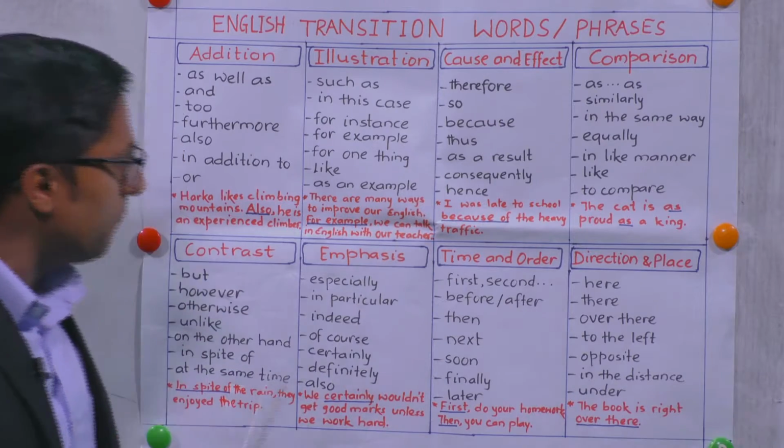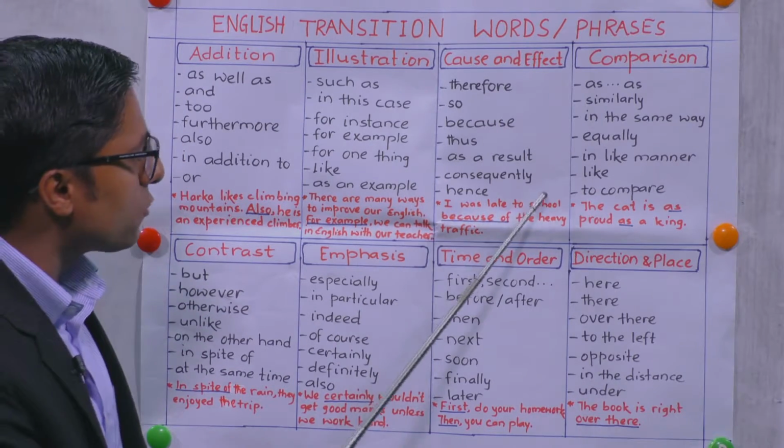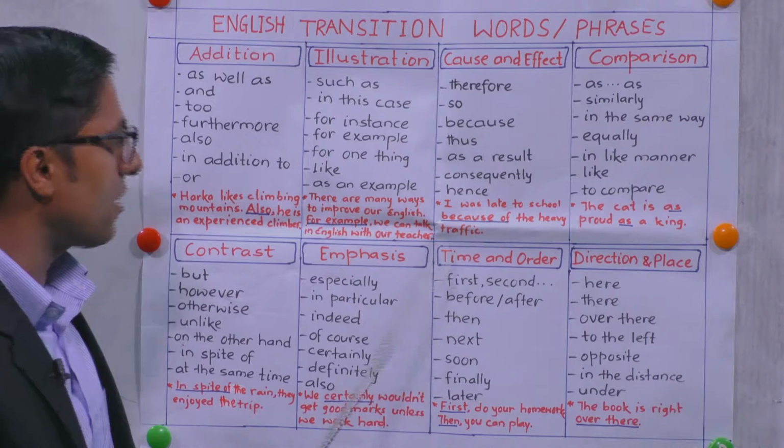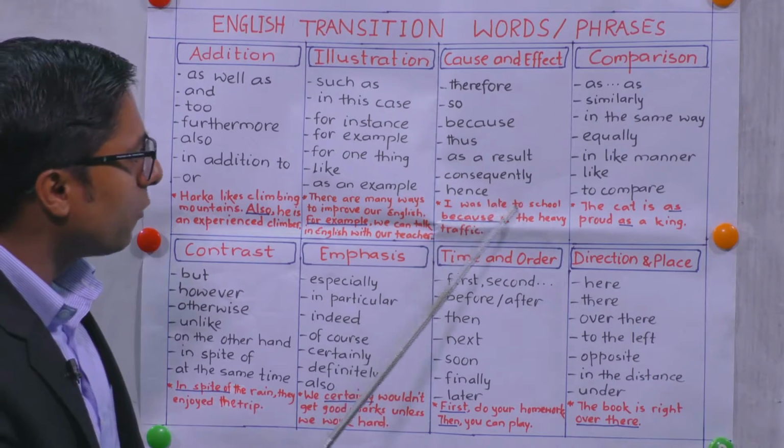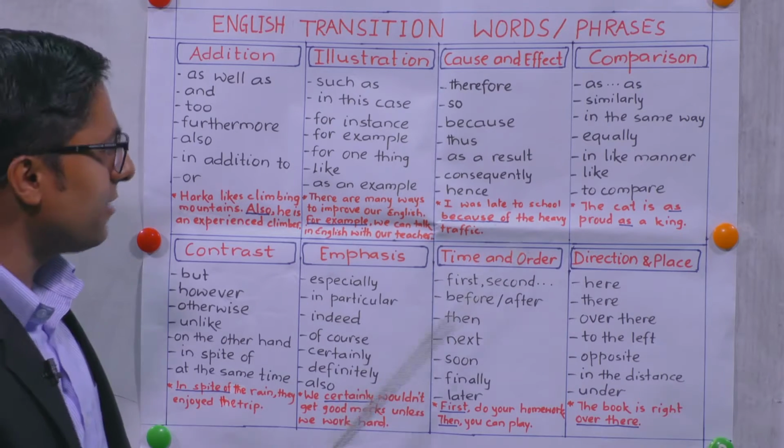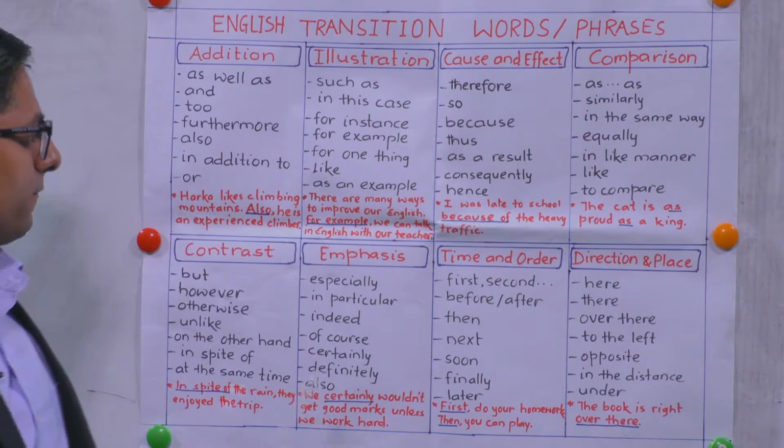You can see the example. I was late to school because of the heavy traffic. So see, it gives you the cause. Why were you late? The cause of getting late was the heavy traffic.